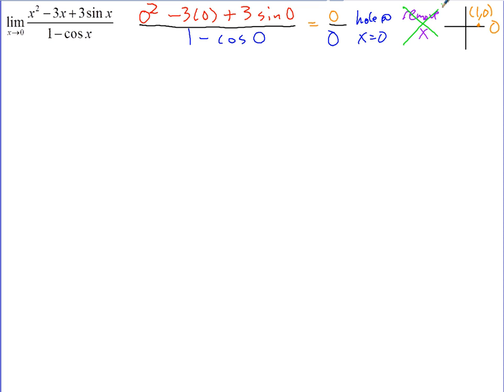So when we take the derivative of the numerator, derivative of x squared is 2x, derivative of negative 3x is negative 3, plus 3, the derivative of sine x is cosine x, so the 3 just stays out in front. And on the denominator, the derivative of 1 is 0. The derivative of cosine is negative sine, so the negatives cancel out and give you just sine x on the denominator.